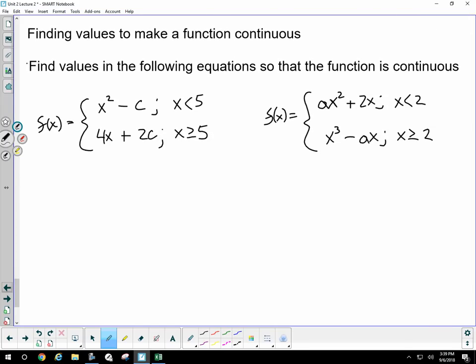There are other types of questions. There are some types of questions where I say, hey, let's make sure these pieces of these piecewise functions meet up. Let's make sure x squared minus c meets up with 4x plus 2c at x equals 5. But I need to make sure I have the correct c so that happens. So what we are doing is just find the values for c, not x, or a, or b, these other variables, to make sure that these pieces meet up.